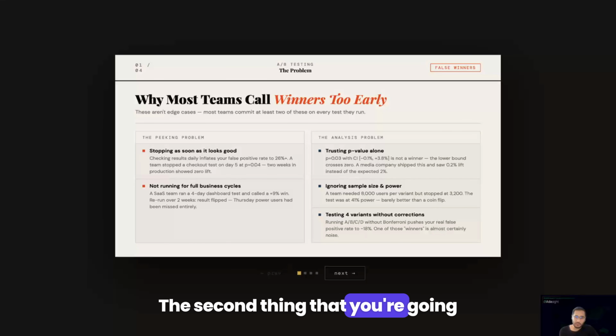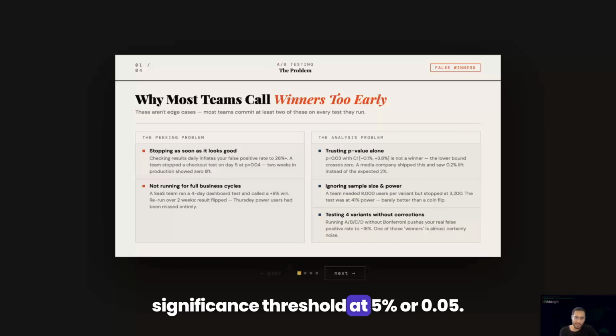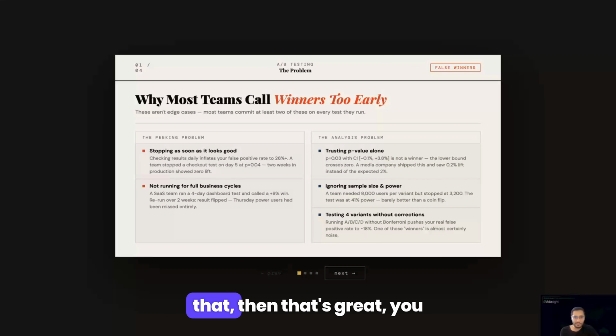The second thing that you're going to check is the p-value, but you need to check it in context. So let's say you have your significance threshold at 5% or 0.05. If your p-value is below that, then that's great.